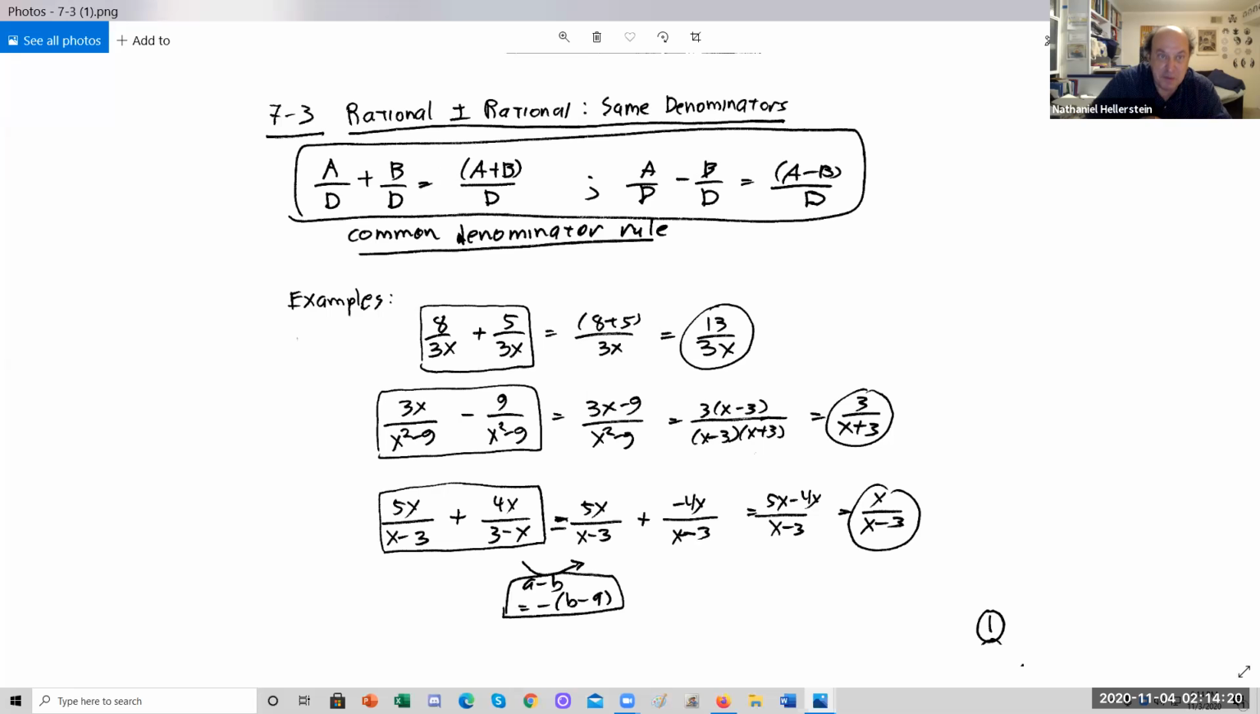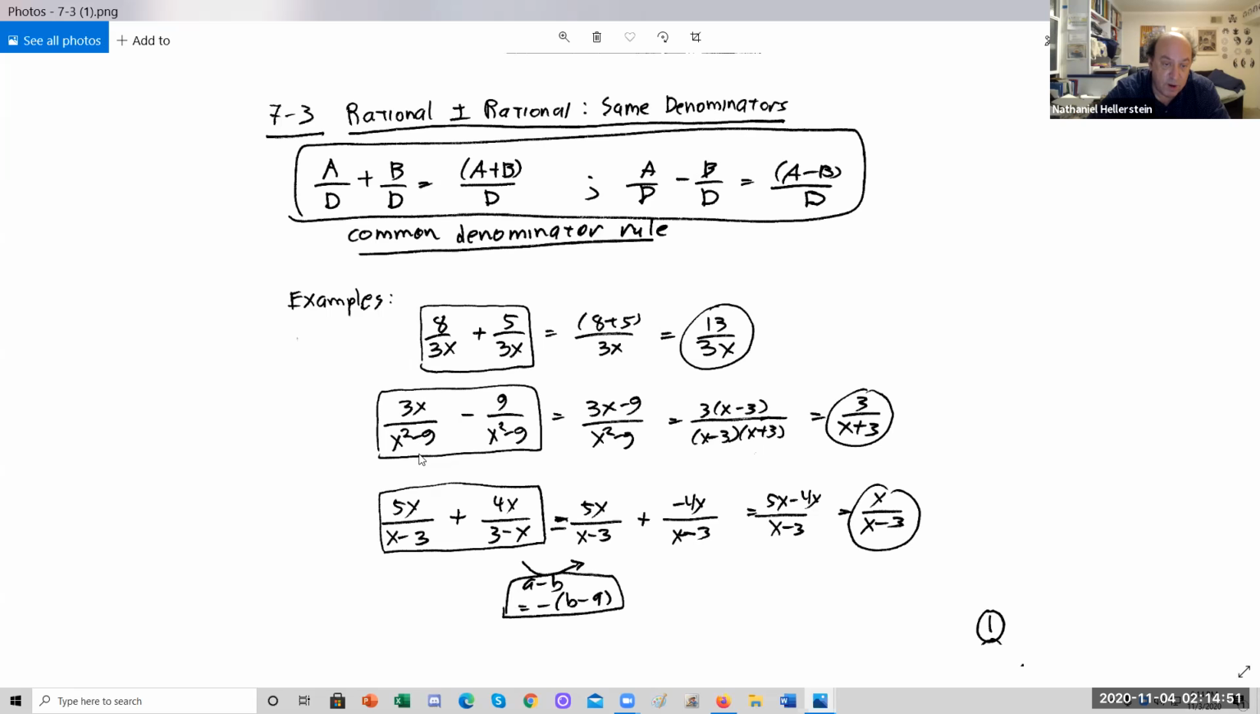Okay, today we go on with rational plus or minus rational with the same denominators. Well, it works the same as with adding or subtracting fractions with the same denominators. If A over D and B over D have the same denominator, then we add them by adding the numerators over D. We subtract them by A minus B over D, common denominators. Simple enough. 8 over 3x plus 5 over 3x, we add 8 plus 5 over 3x is 13 over 3x.